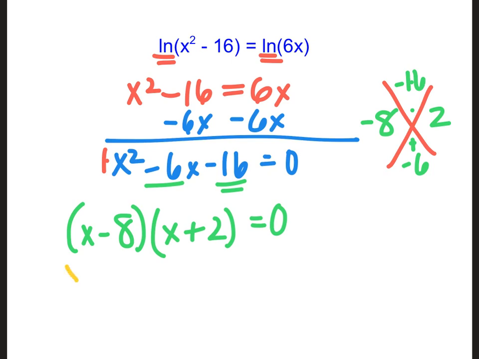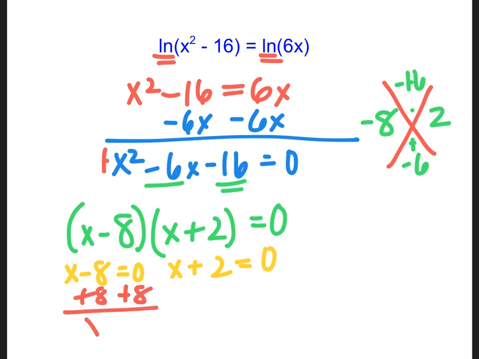So I have x minus 8 equals 0 and x plus 2 equals 0. And then we're just solving for x. So I'm going to add 8 to both sides. I get x equals 8. I'm going to subtract 2 from both sides, and I get x equals negative 2. Now here are my 2 solutions.